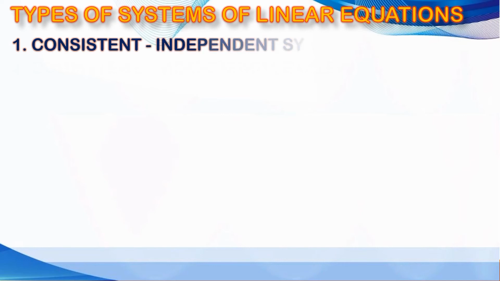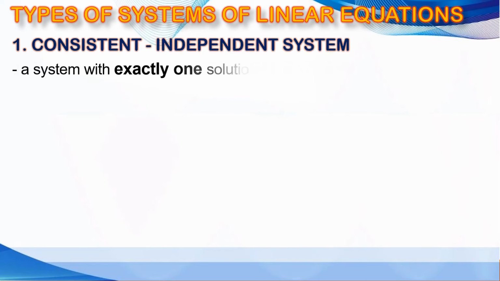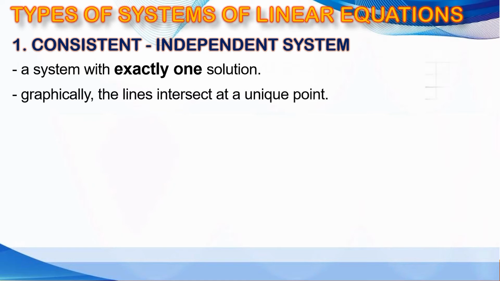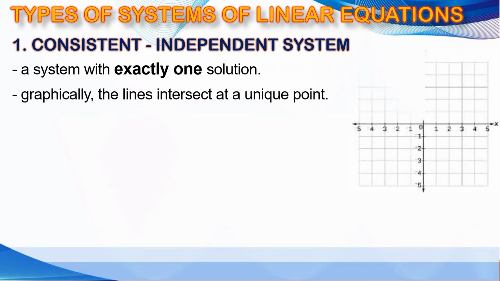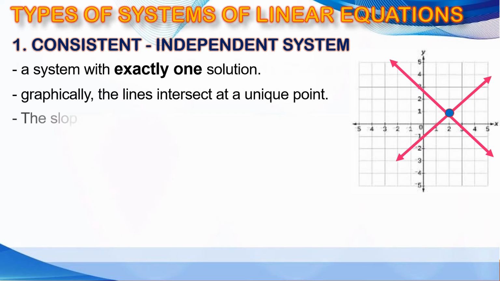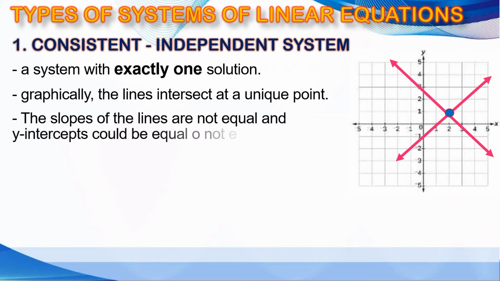What is the consistent independent system? This is a system with exactly one solution. And graphically, the lines intersect at a unique point, just like the graph on the right. So we have two intersecting lines with a common point, which is called the solution. The slopes and the y-intercepts of the two lines are different, or not equal.